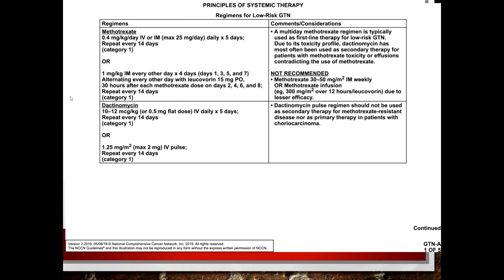So this is the table showing us the regimens for the low-risk GTN. The methotrexate can be given at 0.4 mg per kilogram per day IV or IM, not exceeding 25 mg per day daily for 5 days, and we have to repeat every 14 days. Dactinomycin can also be used with a dose of 10 to 12 microgram per kilogram or a 0.5 mg flat dose IV daily for 5 days, and we repeat this every 14 days.